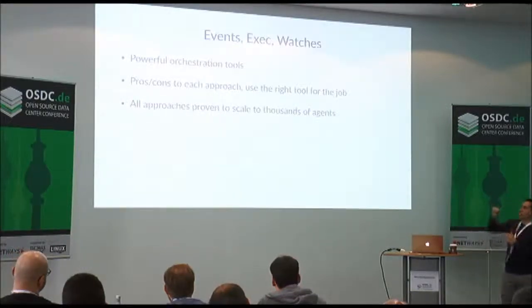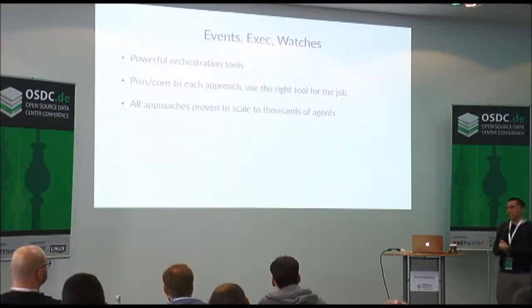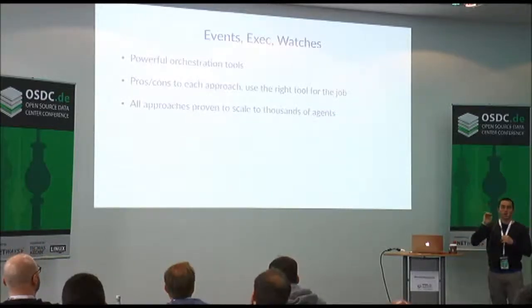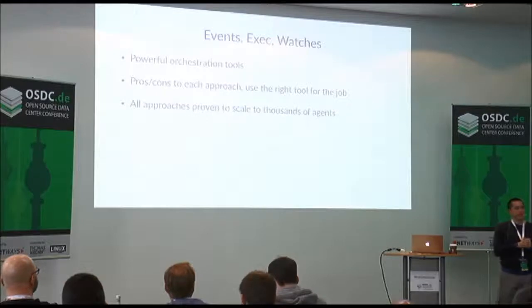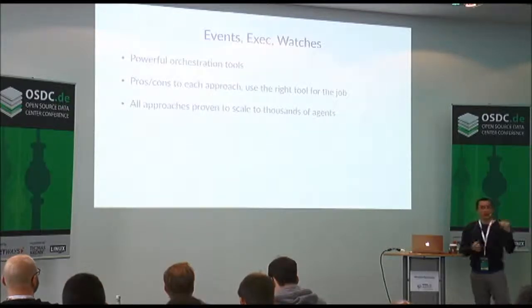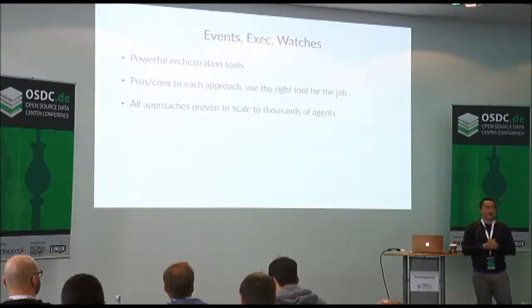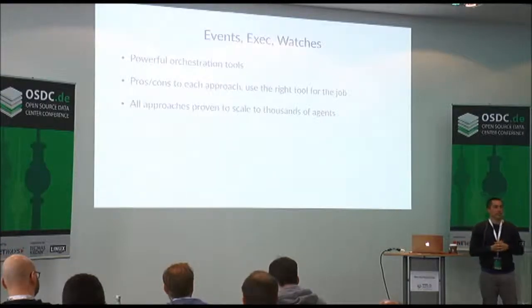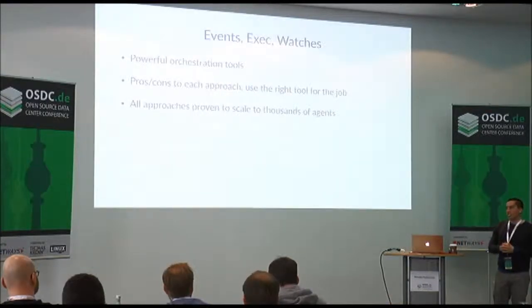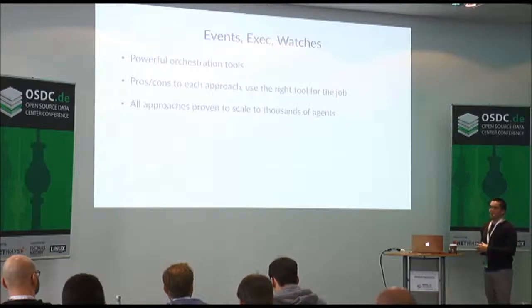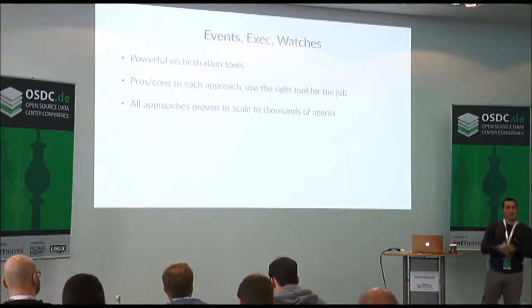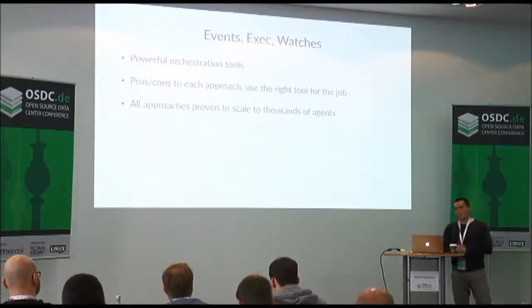And when we first came out with Consul over a year ago, we really stressed the pros and cons in terms of scalability. But since it's been out a year, we've basically seen that every one of these approaches scales to many, many thousands of agents, running them pretty often, up to once a second for some of these across thousands of servers. And so from a scale perspective, I wouldn't worry about it until you're really, really big.